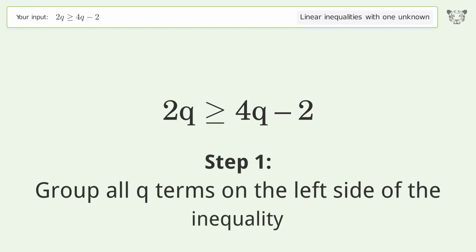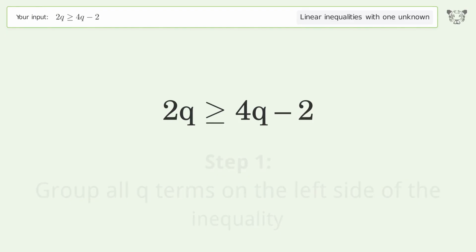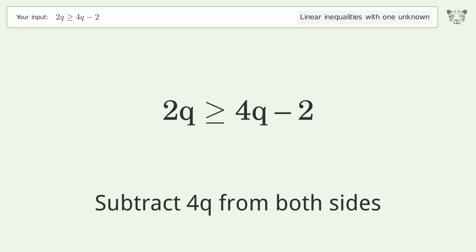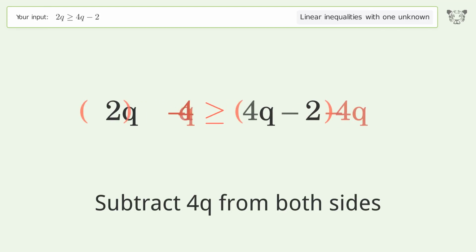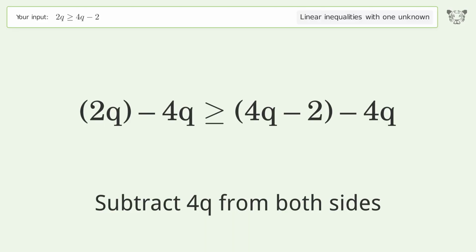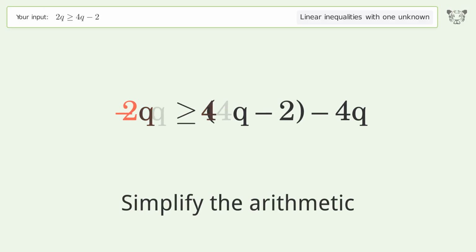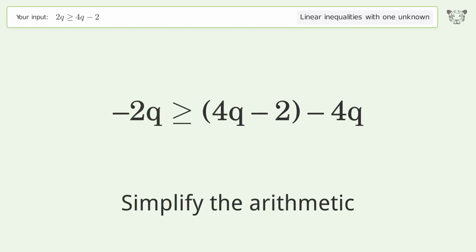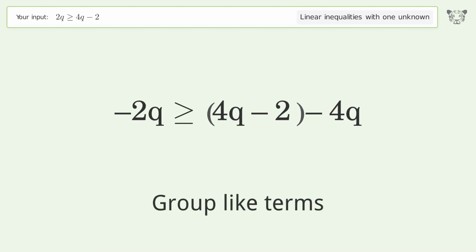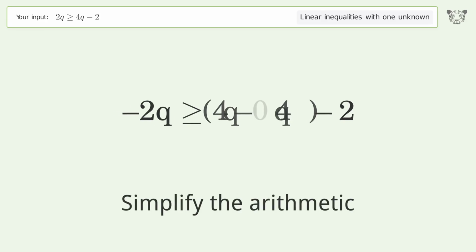Group all q terms on the left side of the inequality. Subtract 4q from both sides. Simplify the arithmetic. Group like terms. Simplify the arithmetic.